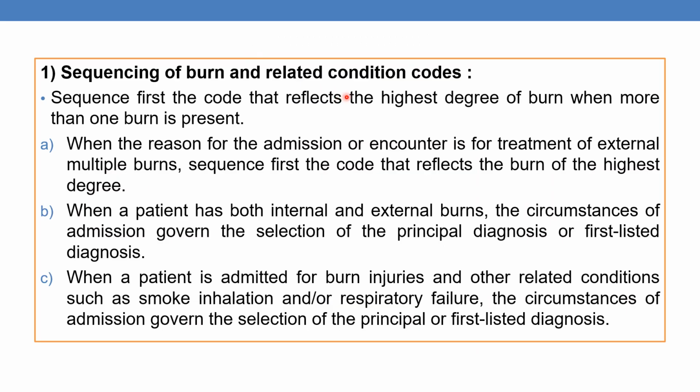Now coming to sequencing of burns and related condition codes. Sequence first the code that reflects the highest degree of burn when more than one burn is present. For example, one burn is of first degree and the other burn is of second degree. Then the PDX would be the second degree burn. When the reason for admission or encounter is for the treatment of external multiple burns, sequence first the code that reflects the burn of highest degree. Highest degree should be coded as PDX.